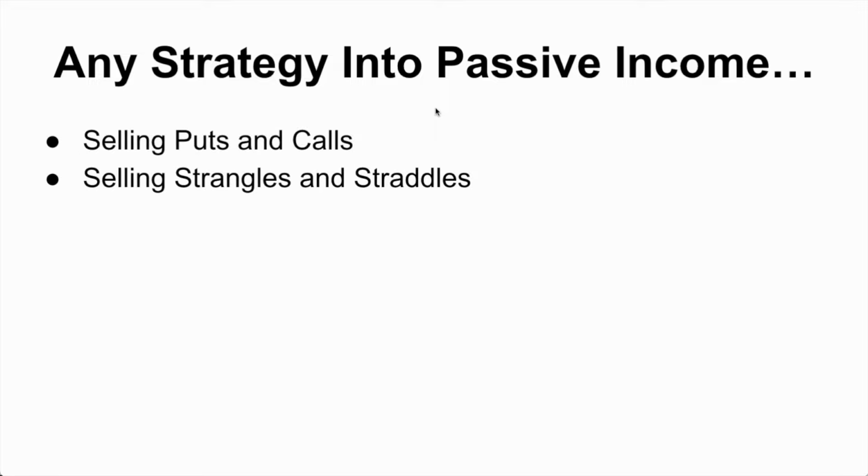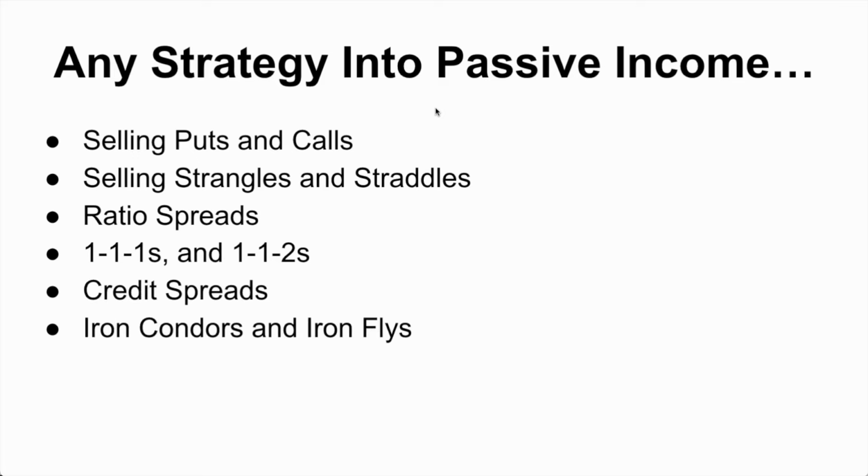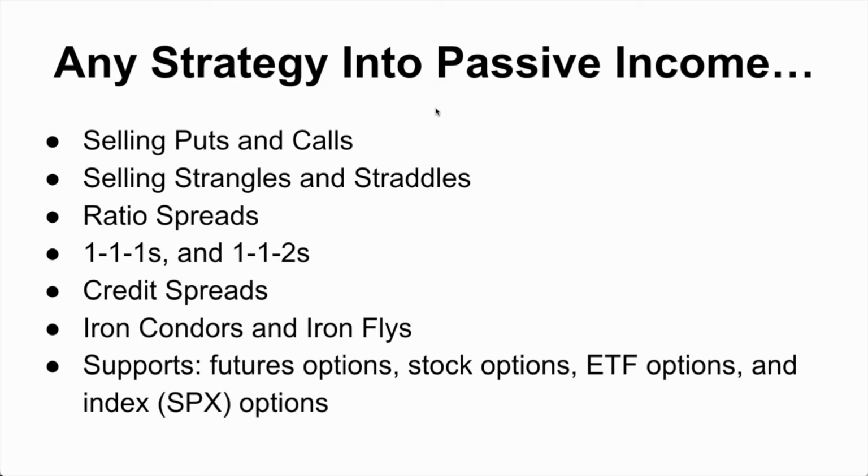All right, guys, wasn't that super easy? Isn't that so cool how you can finally automate your options trading and know exactly what it's doing and why to make money? Well, now you can finally turn any strategy into passive income, and the options auto trader supports so many, like selling puts and selling calls, selling strangles and selling straddles, ratio spreads, 111s, 112s, credit spreads, iron condors, and iron flies. It also supports futures options, stock options, ETFs options, and index options.